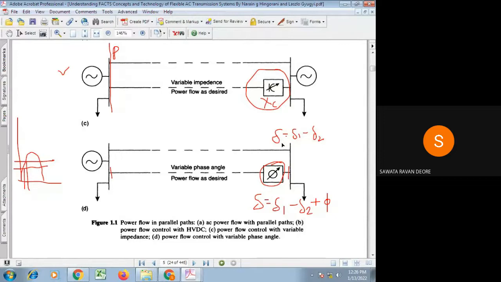तो इसको थोड़ा हमको स्पेसिफाई करना पड़ेगा. Delta EL1, we can call it delta EL1. This we can call delta EL2. That is line 2.